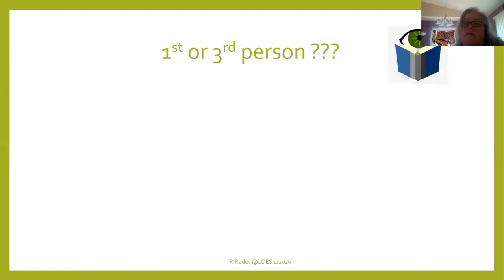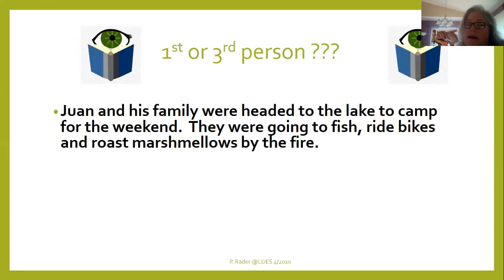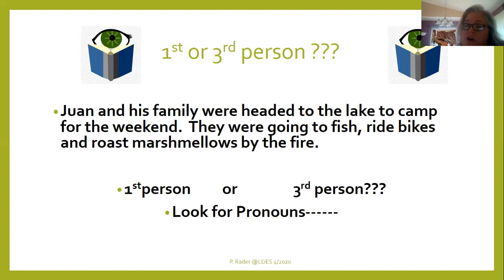So, Juan and his family were headed to the lake to camp for the weekend. They were going to fish, ride bikes, and roast marshmallows by the fire. Okay, is that first or third person? Well, what we need to do first is look for your pronouns. And I see Juan is the person. I see they, his. Oh, so those are third person pronouns. So guess what? It's third person.